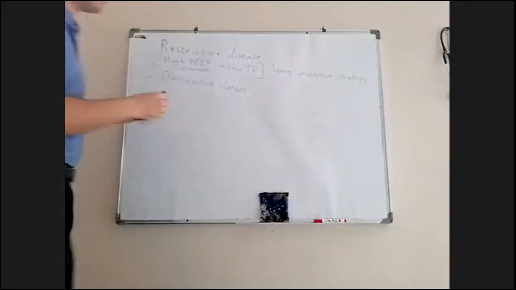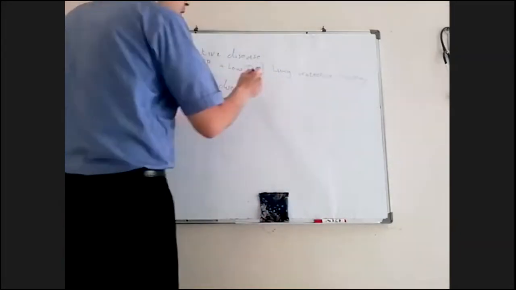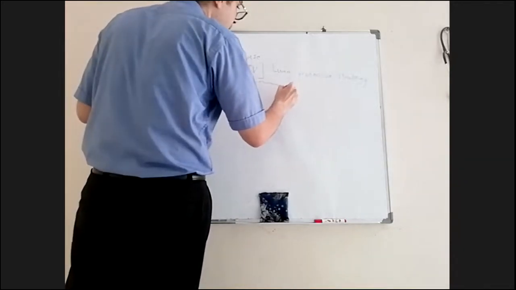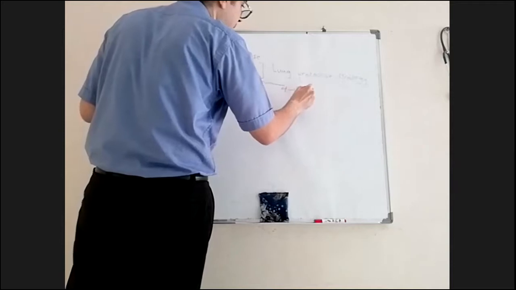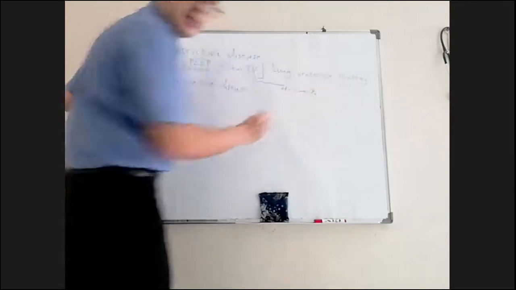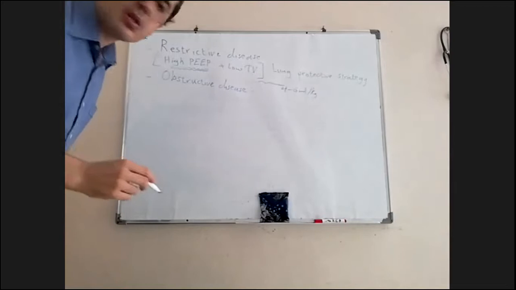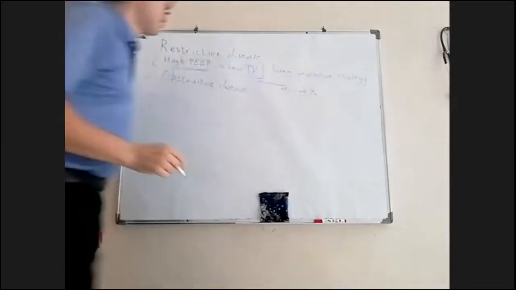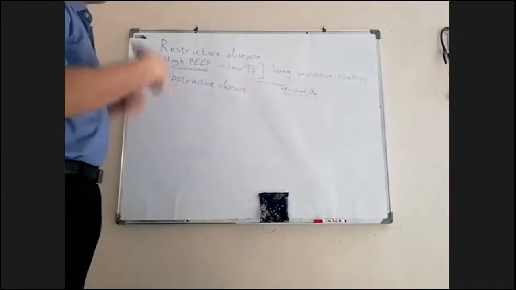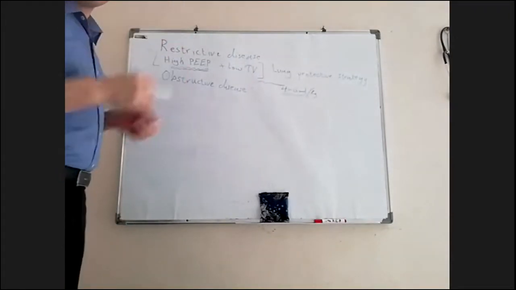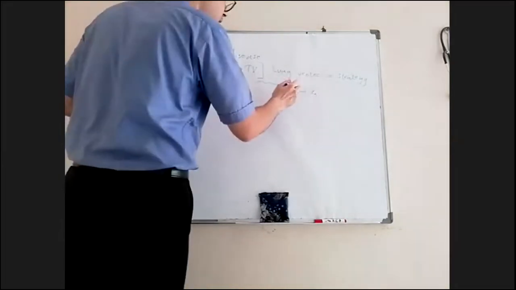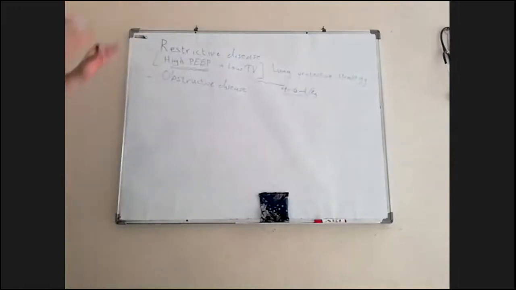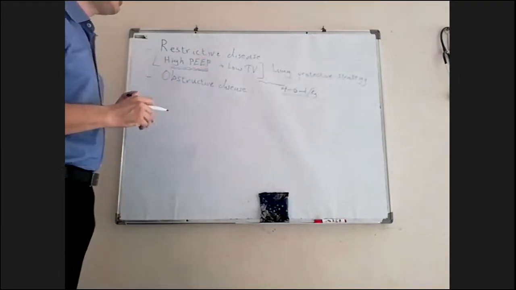When I say low tidal volume, it means around 4 to 6 ml per kg. That is low tidal volume. We know the tidal volume range in children can go up to 10 ml per kg. So when I say low tidal volume, I am in this range, not more than 6 ml. So that is the policy in restrictive disease.